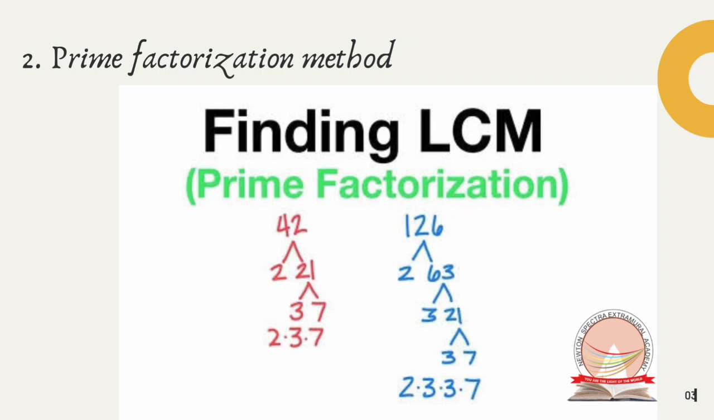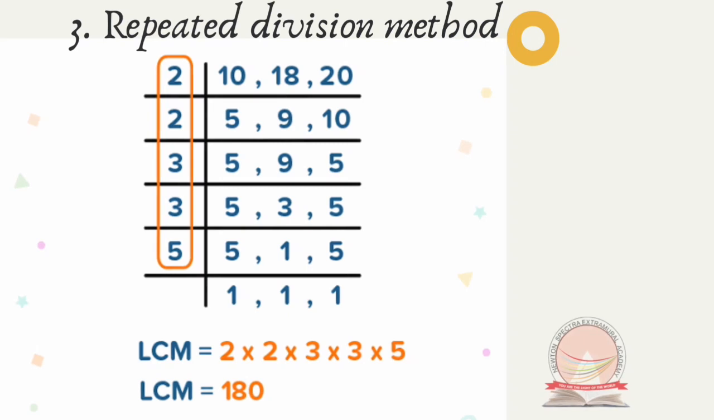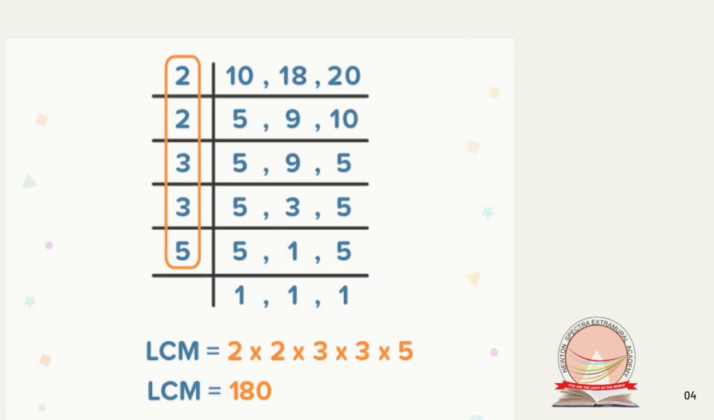The second method is the prime factorization method. For the prime factorization method, we list out the factors of the numbers given to us, then we find the LCM of the numbers using the factors. The third one is the repeated division method. We look for the number that divides the two or three numbers given to us without any remainder, and after going from the lowest number to the last number, which is 1, we list out the factors, then we find the LCM.